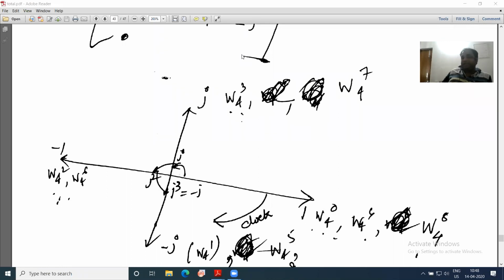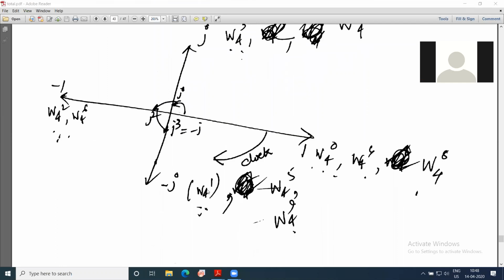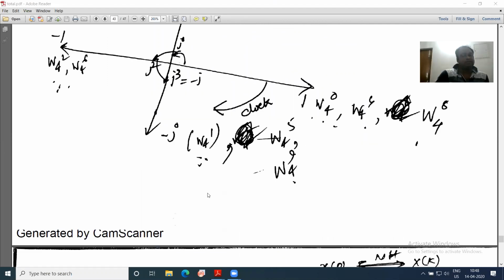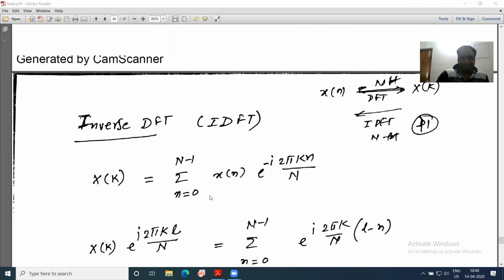Any doubt? J square, J cube: if you multiply by a 90 degree phase shift, you multiply by J. If you multiply by another 90 degree phase shift, it is J square, and J square corresponds to -1. Another 90 degree phase shift, and again you multiply by J, so J cube is equal to -J. Agreed? So this is the diagram you have to write, and that will save time. Okay.